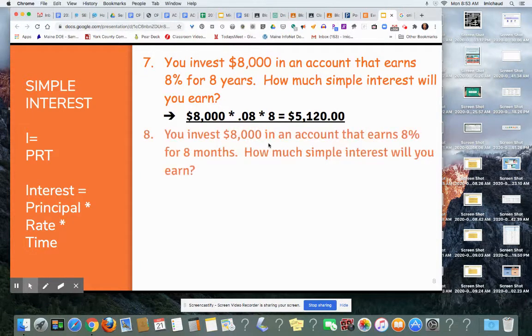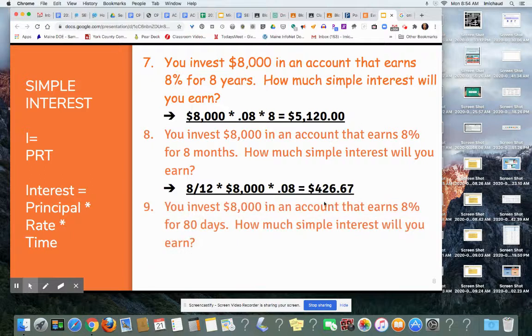Number 8, you invest $8,000 in an account that earns 8% for 8 months. This is a fraction of a year. Do the time first. How many months in a year? 12. 8 divided by 12 equals, times 8,000 times 0.08 is $426.67.